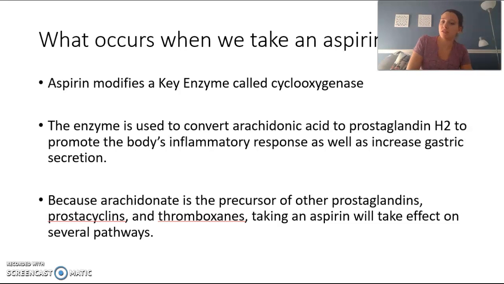The prostaglandin H2 synthase catalyzes the conversion of arachidonic acid into prostaglandin H2, and this is a two-step process that requires cyclooxygenase, or COX, activity and peroxidase activity.